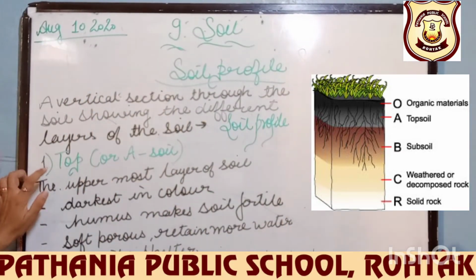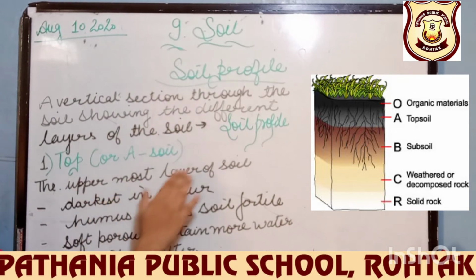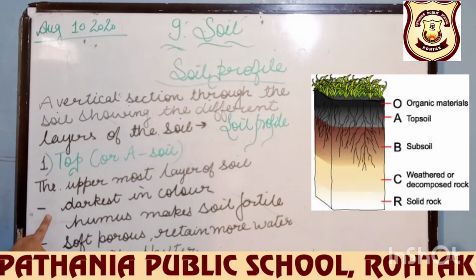So first, topsoil is called A soil, or we can say A horizon. The uppermost layer of the soil is the darkest in color. First of all, its color is very dark. Secondly, humus makes soil fertile because humus has many kinds of essential nutrients in it. So it makes the soil very fertile. These layers are generally soft, porous, and retain more water. So it helps the plants also.